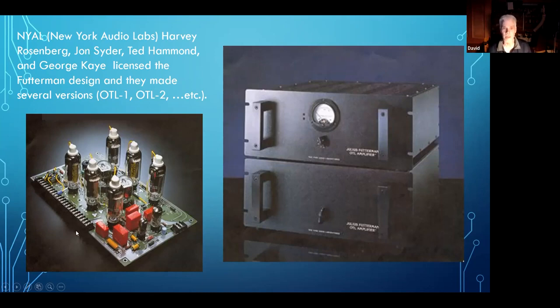This is kind of what the innards look like. Some of these were, I think, mono, some stereo. Some had a separate power supply like this one. But they gave Julius Futterman the credit. His name is on the faceplate. Julius Futterman OTL amplifier.